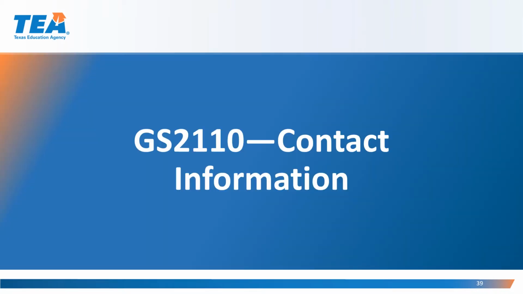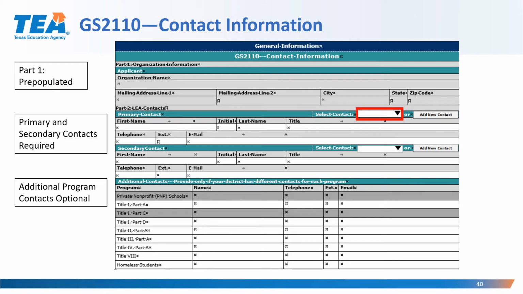The GS 2110 collects contact information for the compliance reports. Part 1 is pre-populated. Part 2 is for the primary and secondary contact for the LEA. The LEA selects the contact from the drop-down list and the information will populate. If the LEA wants to add a contact that's not on the list, they'll simply click on the Add New Contact button to be taken to the schedule that allows for contact information to be entered. This is true for the secondary contact section also.